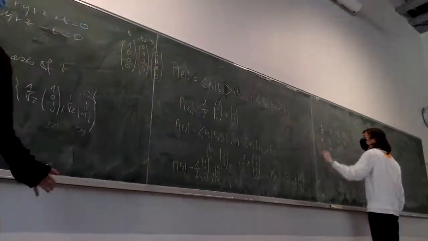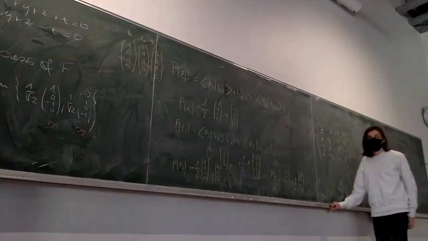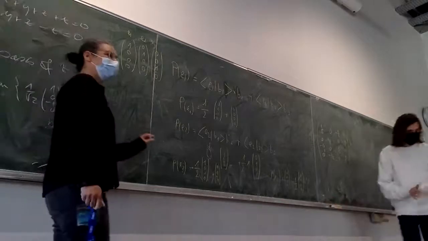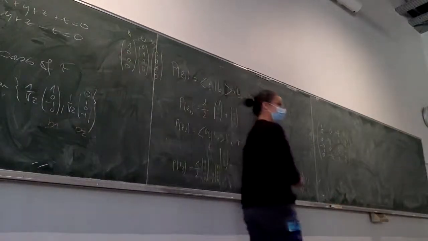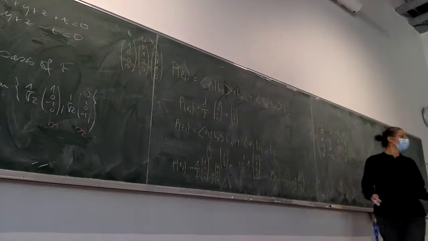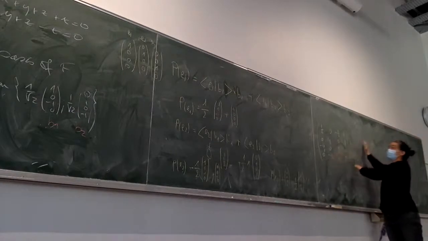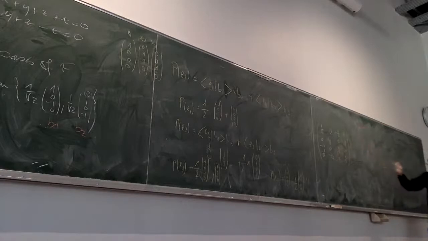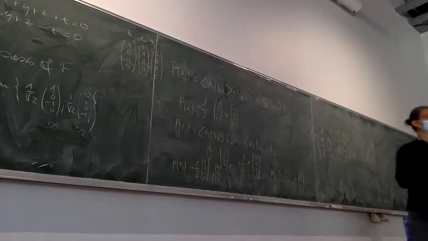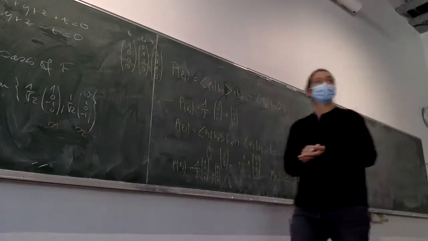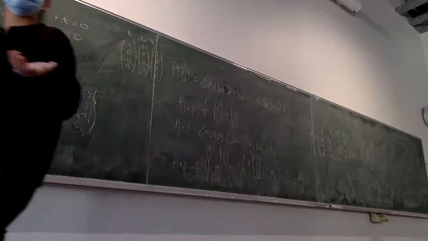Okay, so that's it. What does it mean? It means that if you want to compute the projection of anything in R4 on that space, you just have to multiply this by x, y, z, t, or by the components of the item that you have. Right, that's what it's used for.